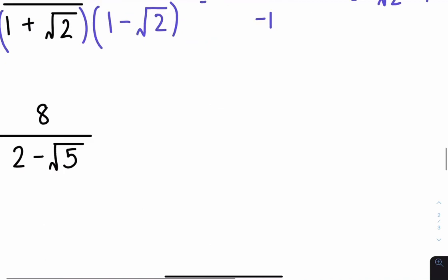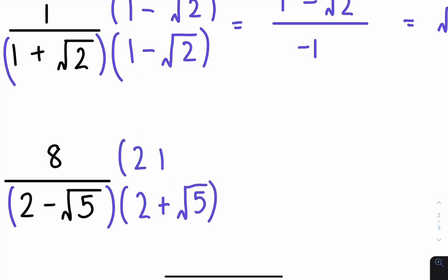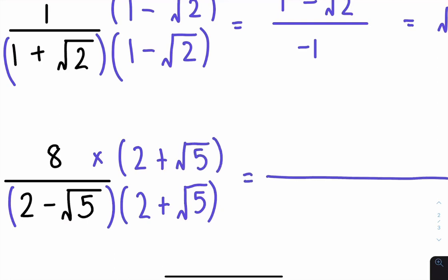So here we have 2 minus root 5. So what do we have to do to make this denominator rational? Well, you multiply it by 2 plus root 5. Whatever I do to the bottom, I have to do to the top. So I have to multiply this by 2 plus root 5. So let's deal with the denominator first.